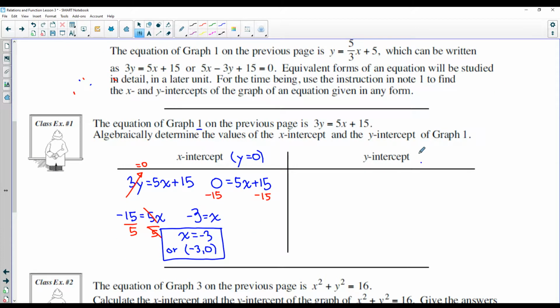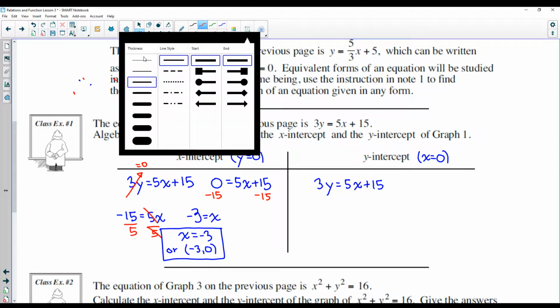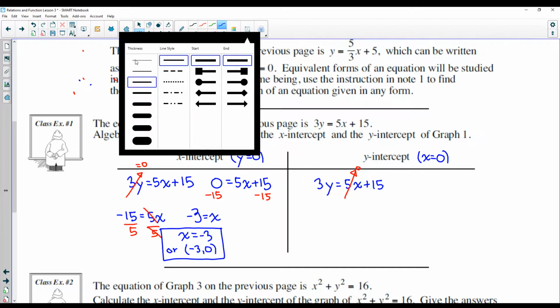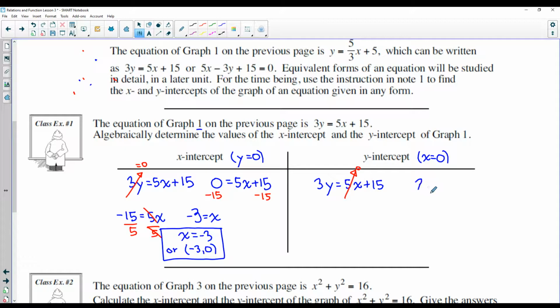Now, the y-intercept is where all x coordinates are equal to 0. If your x coordinate equals 0, it means that you're just along the y-axis. So let's start off with our equation again. We have 3y is equal to 5x plus 15. And this time around, I'm going to replace x with 0. So this 5x term is actually going to become 0, because if you replace x with 0, then 5 times 0 would just be 0. Therefore, I would then have 3y.